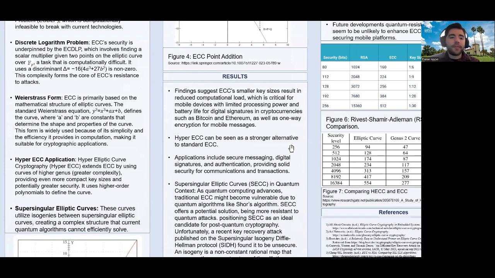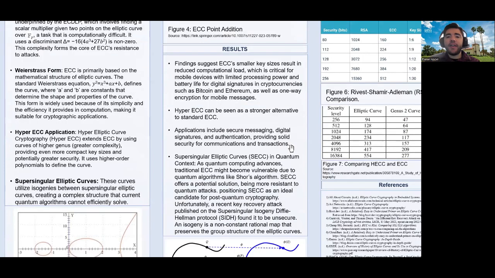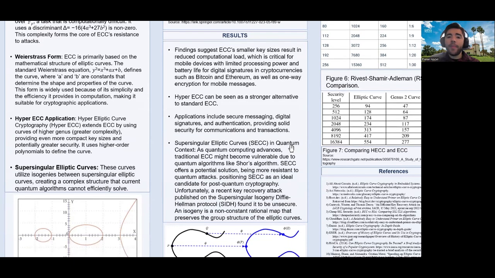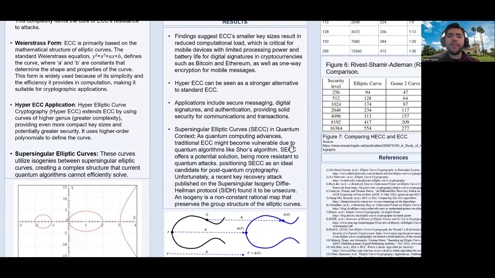So some of the results that I was able to find include that ECC's smaller key sizes reduce computational load, which is extremely important for mobile devices and their limited power. It's also really effective for digital signatures with cryptocurrency or crypto wallets like Bitcoin or Ethereum, as well as the one-way encryption of mobile messages. Hyper ECC, on the other hand, is an even stronger alternative to regular ECC. It's basically just better ECC, and we'll see a little bit more on that later.